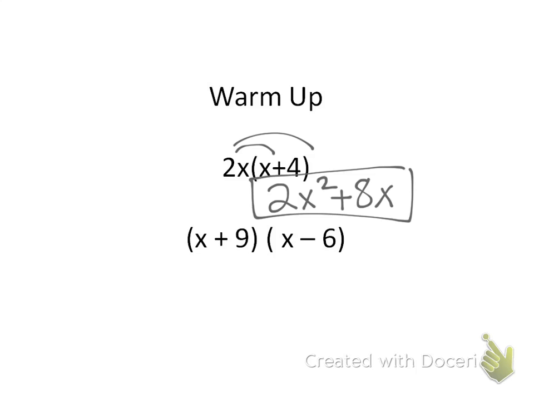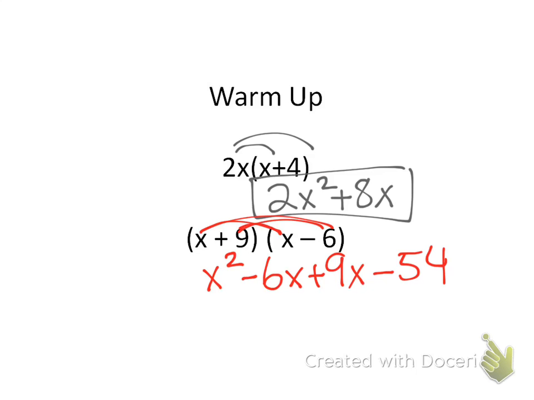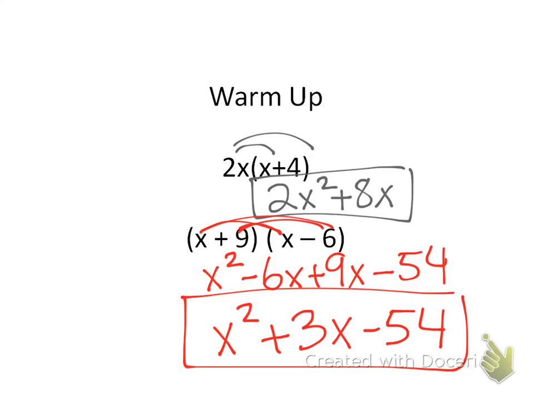How about the next one, though? It's a little trickier. Instead of single distribute, we double distribute. Good. So we get x squared minus 6x plus 9x minus 54. Am I done? No, you have some like terms in the middle. So this is your final answer. What are your questions on this?